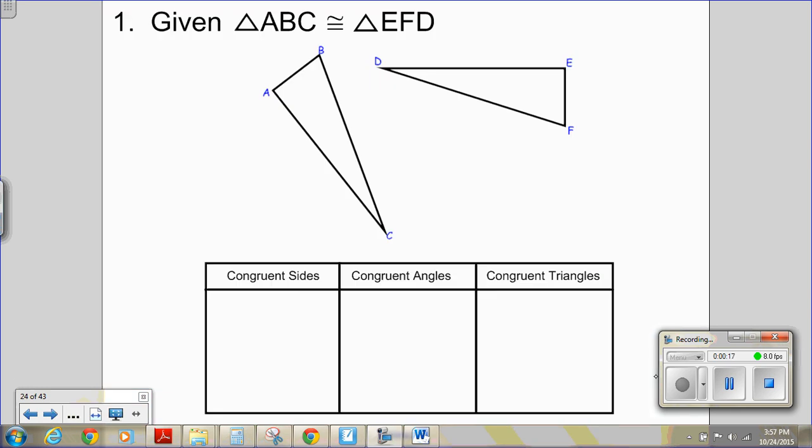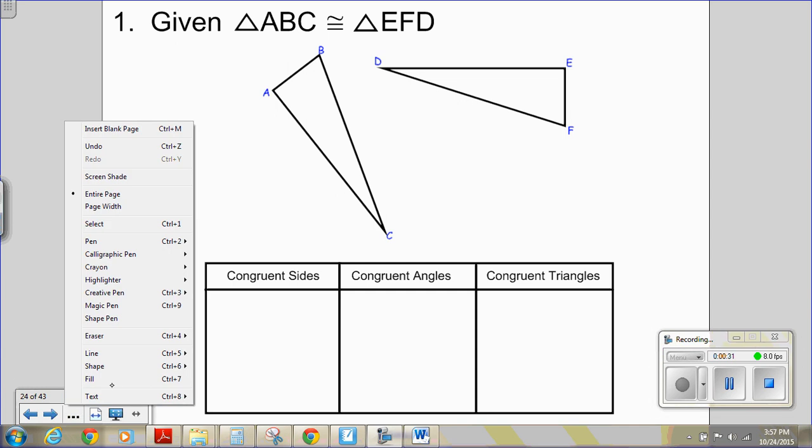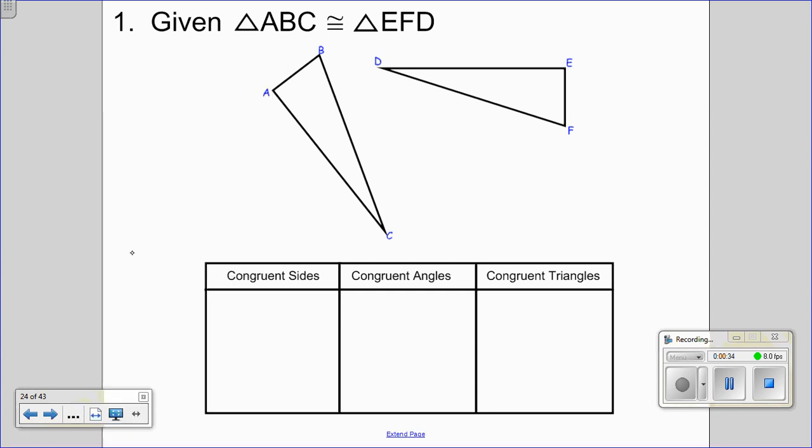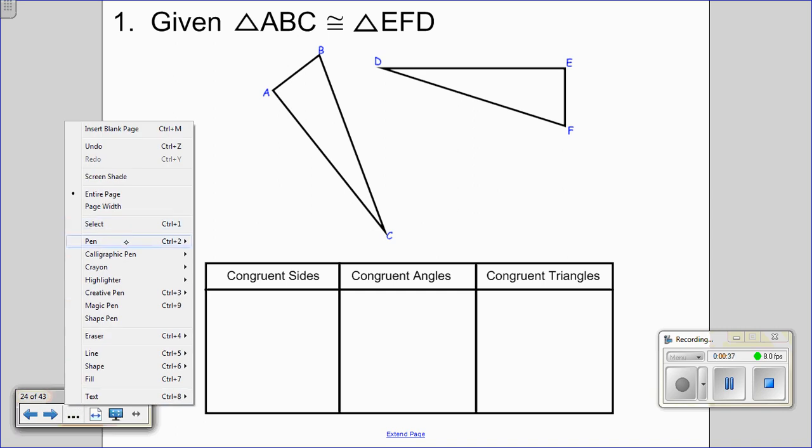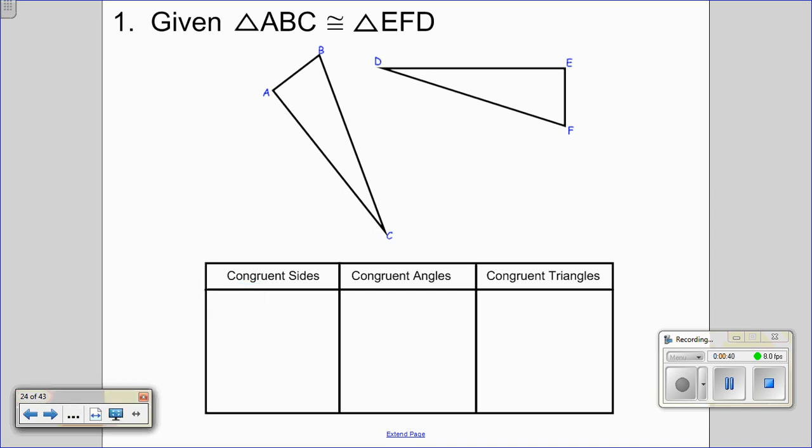Number 1, given that triangle ABC is congruent with triangle EFD, we're going to name all the congruent sides and all the congruent angles. Based off of how the picture is drawn, we can make some assumptions that are acceptable for this purpose. It appears that side AB is the shorter side on ABC, and EF is the shorter side on EFD. So we'll know that those two sides are congruent.